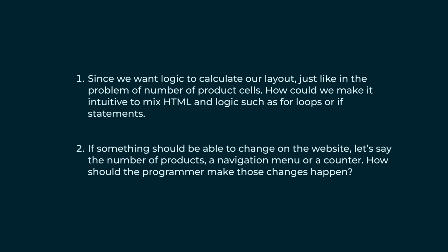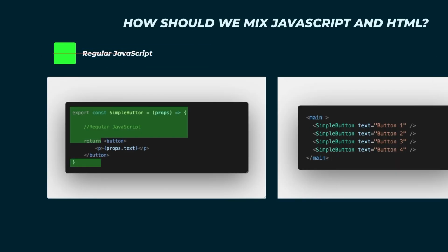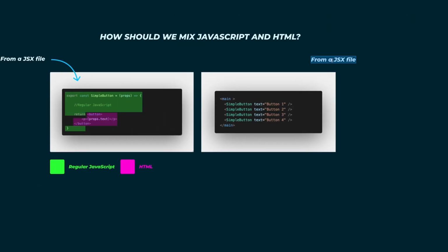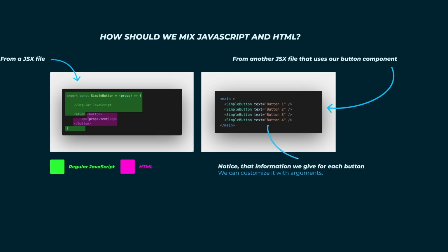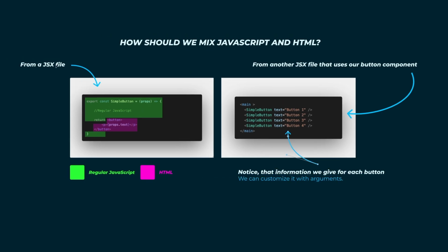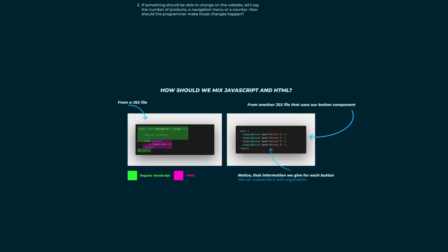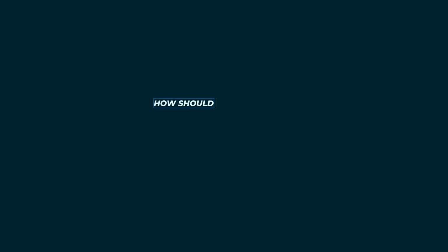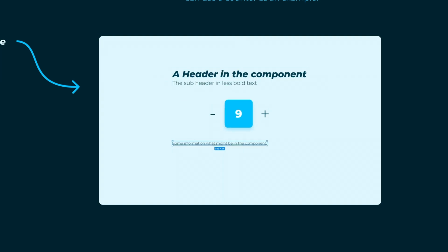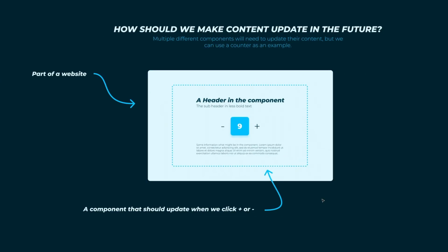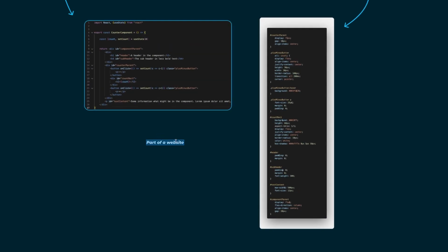So, to solve this for React, a new file format was created called JSX that accepts both JavaScript and HTML. With that, we can then mix HTML and logic to create components. This solves the problem with dynamic layout, and it keeps the ease of specifying layout with HTML. Now for question 2. To update content in the future, one solution could be to keep references to the elements in our code. We can then use the references to manipulate elements in the future.